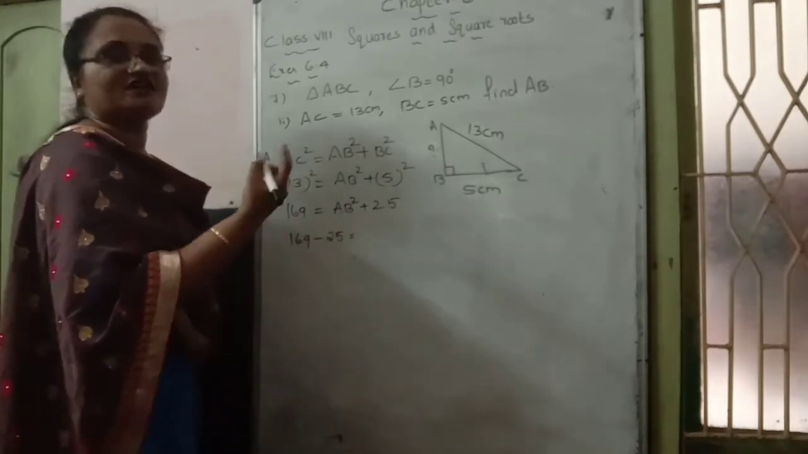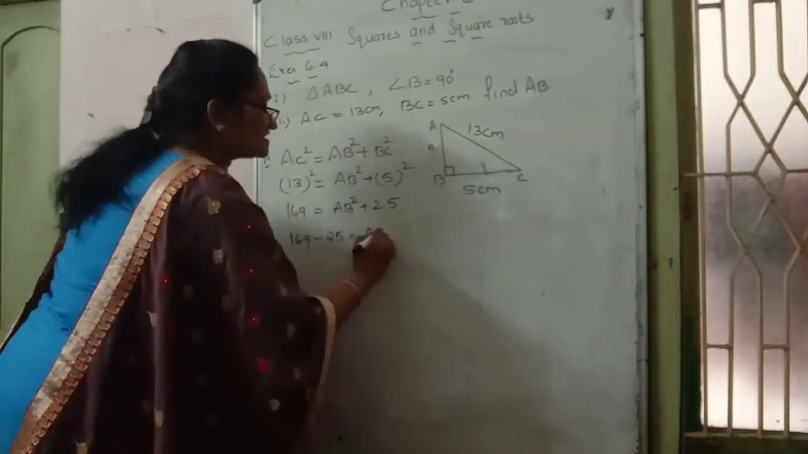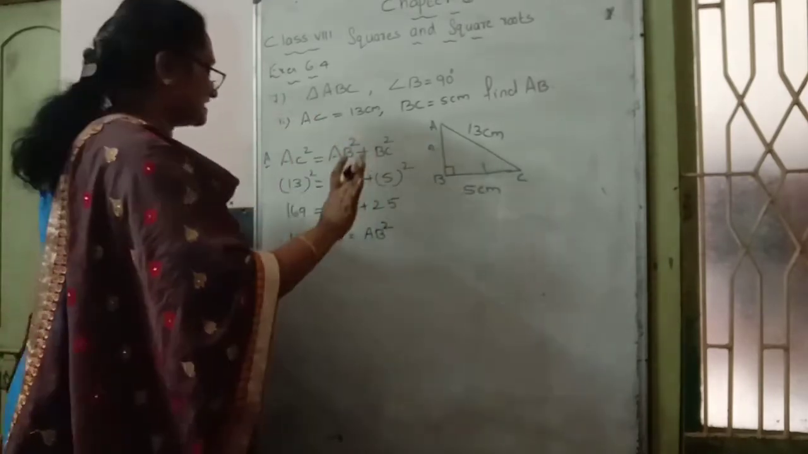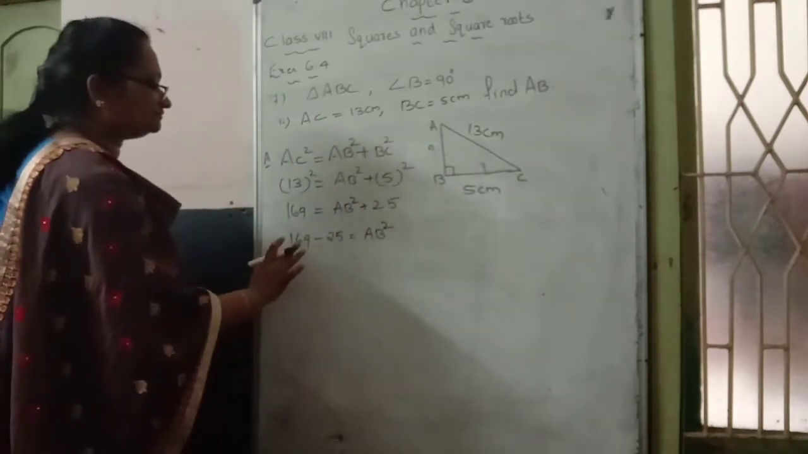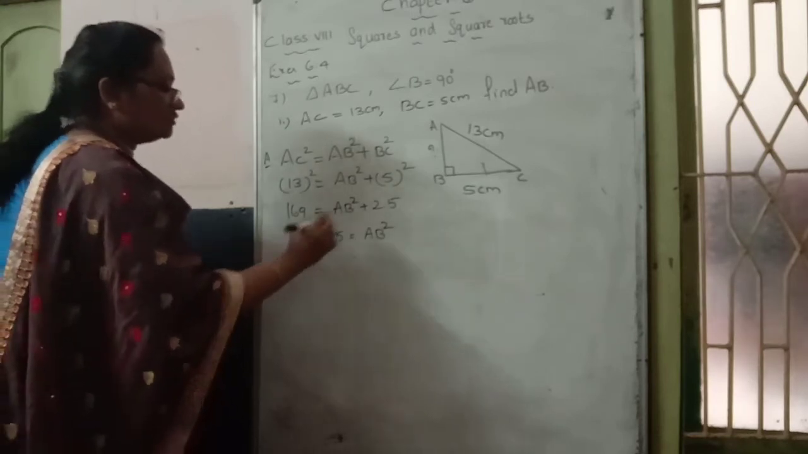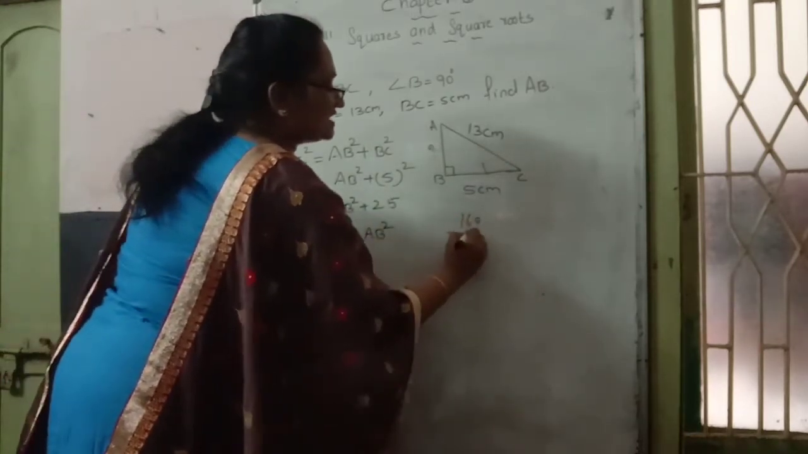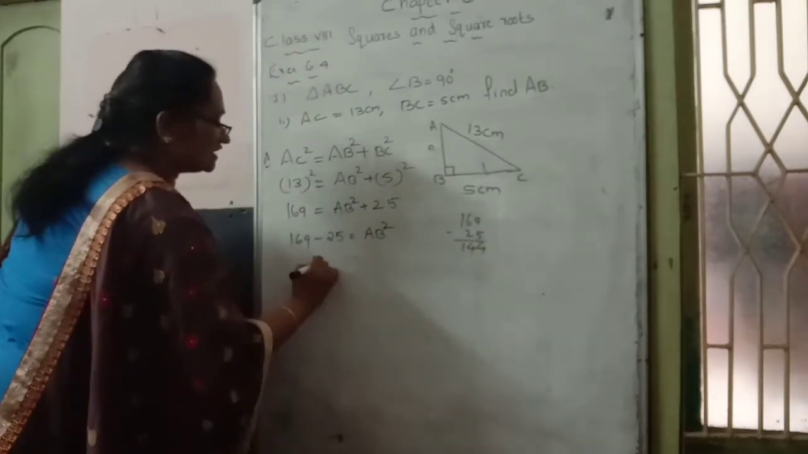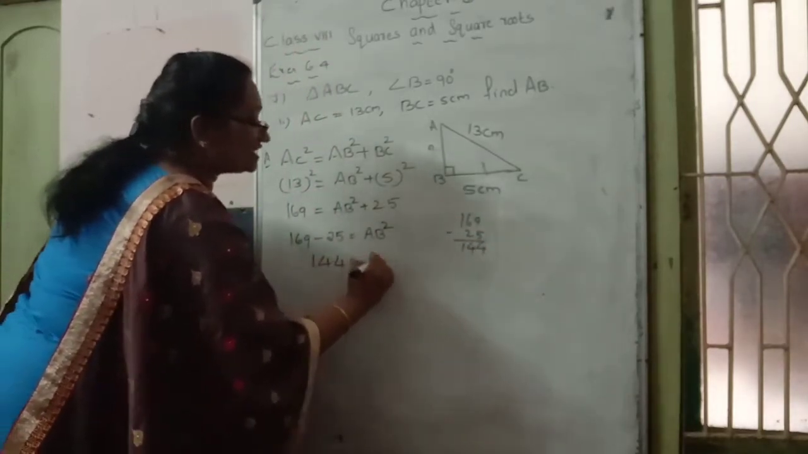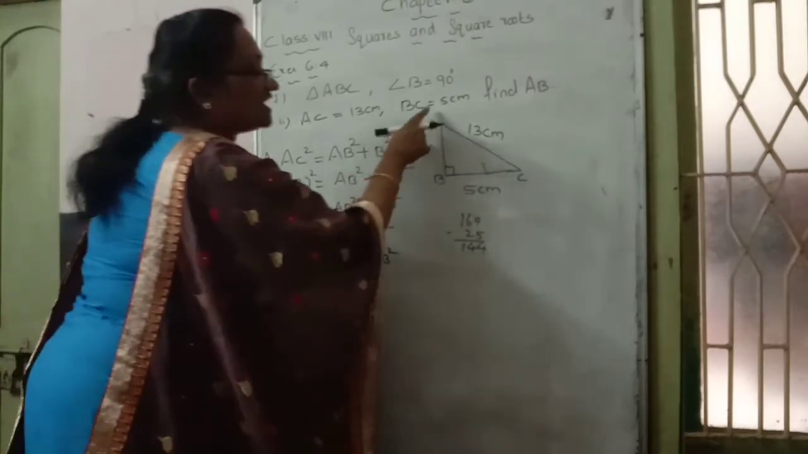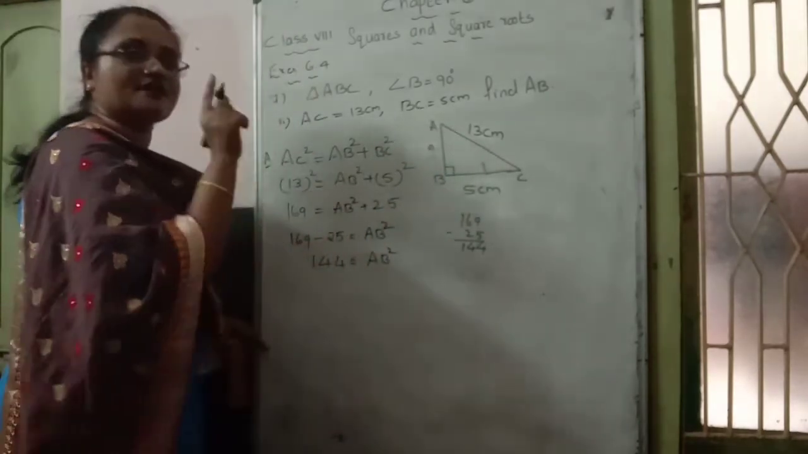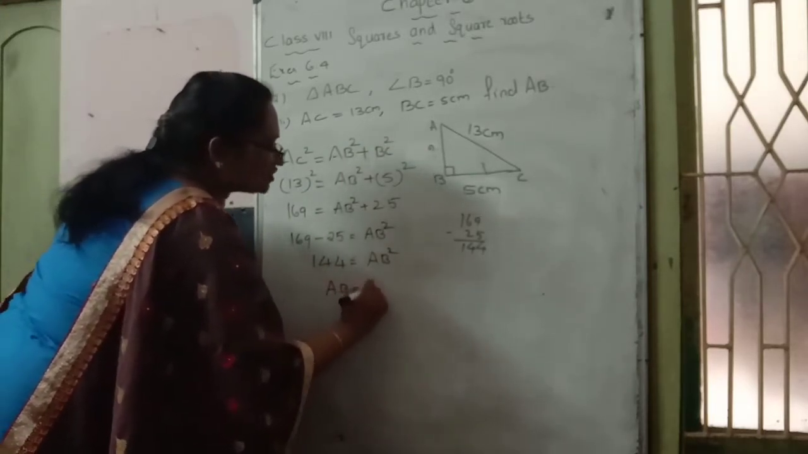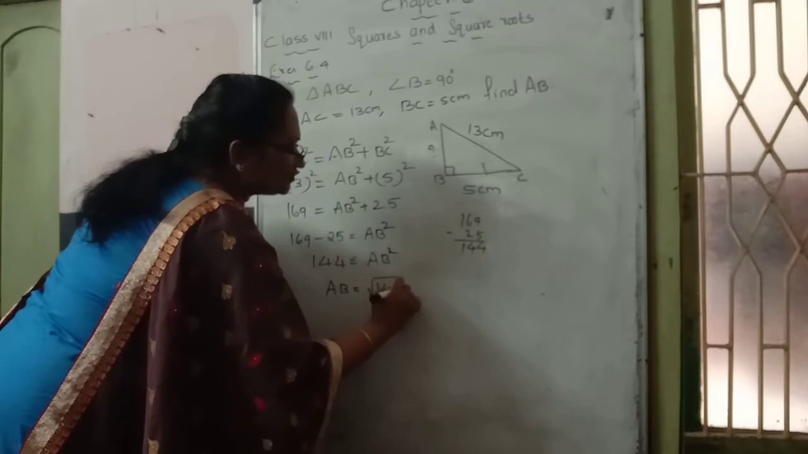Sending 25 to the left side, I changed the plus symbol to minus, as we already learned in the linear equations chapter. AB squared, the variable, stays on the right side. 169 minus 25 is 144. So 144 equals AB squared. We want the AB side only, not squared. Therefore AB equals the square root of 144.